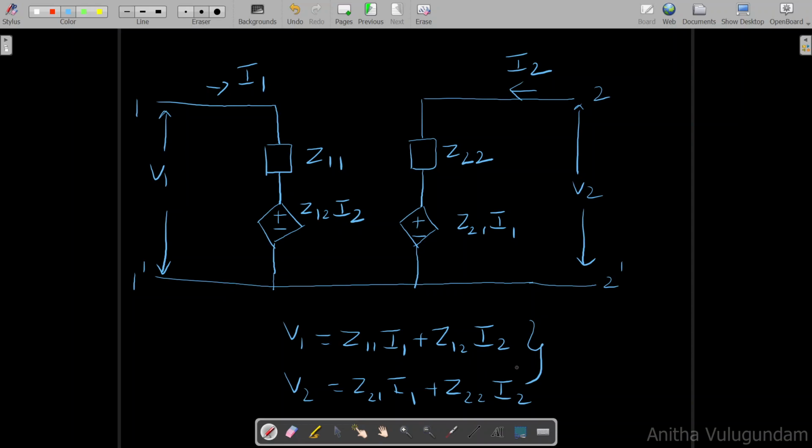Okay, this is all about Z parameters. And one more important point is, if Z12 equal to Z21, then the network is called a reciprocal network or bilateral network. This is all about Z parameters.